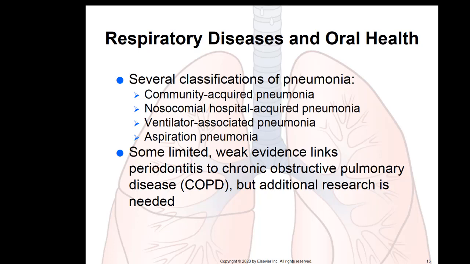Ventilator-associated pneumonia is when the patient on a ventilator develops pneumonia 48 hours or longer after intubation. And so basically ventilated patients have the tube going down their throat, which leaves a direct pathway from oral bacteria into the lungs. Aspiration pneumonia is when saliva is inhaled into the lungs and an infection results.